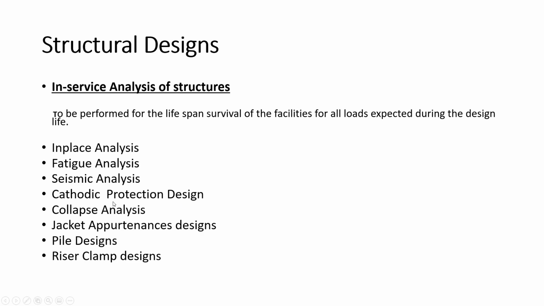So for that we have to do the corrosion protection design, and collapse analysis, and jacket appurtenance design, and pile design, and then riser clamp design. The jacket appurtenance design is nothing but some miscellaneous things actually, like anode doubler plate design, and some closure plate design. It's like some miscellaneous design we have to cover here.